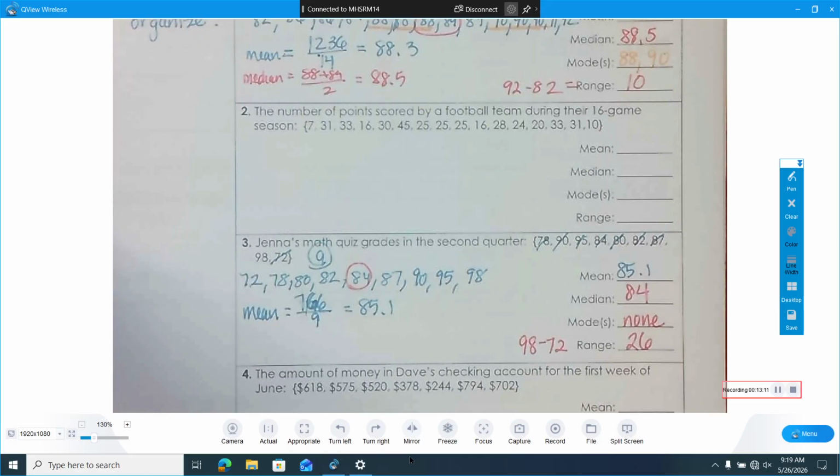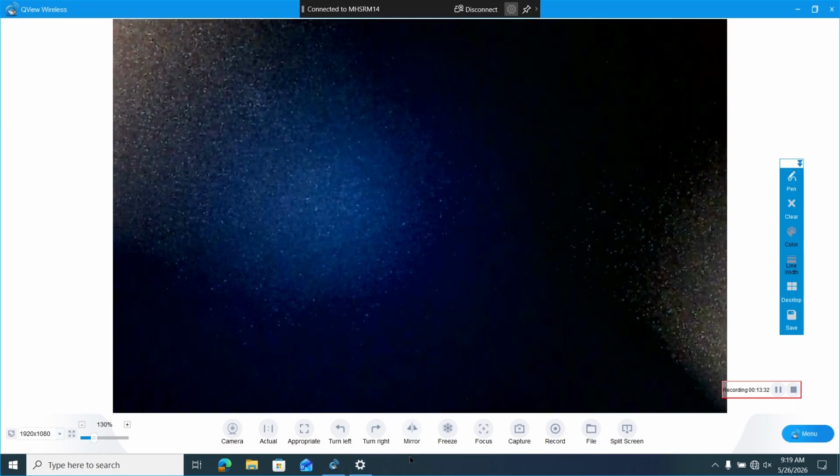Do you have questions on this? Turn the page. We're going to do number 5.